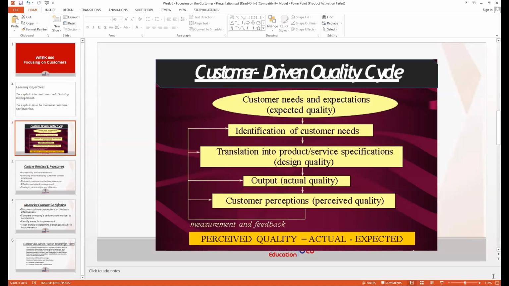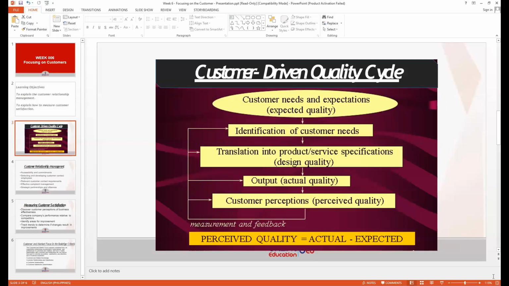That's why, in the driving quality cycle of the customer, we need to know their needs and expectations. We should know their expected quality, so we can be prepared to provide it. It is also important to identify the customer needs. Aside from customer expectations, as the organization we have to identify the needs of the customer towards the products and services which we offer. After we identify the customer needs, we have to translate them into product and service specifications. So we talk about design quality.